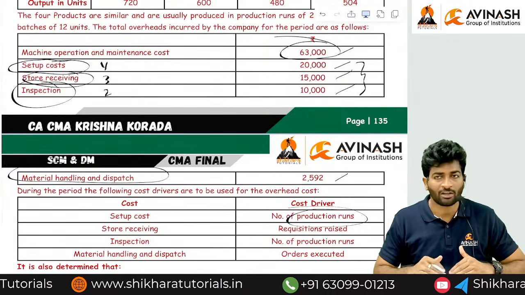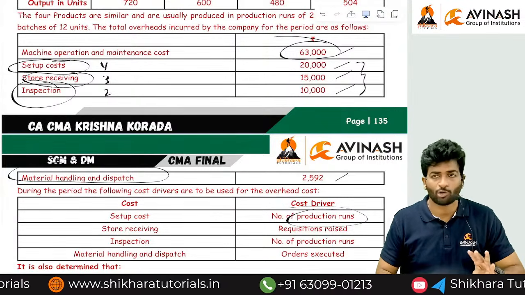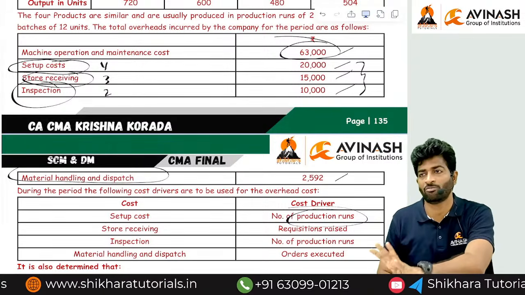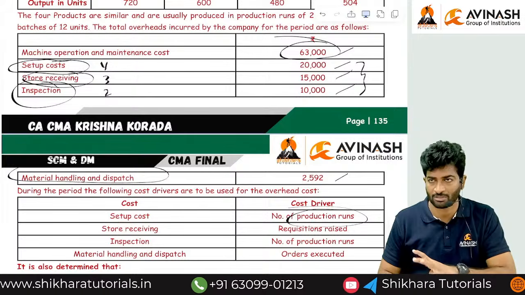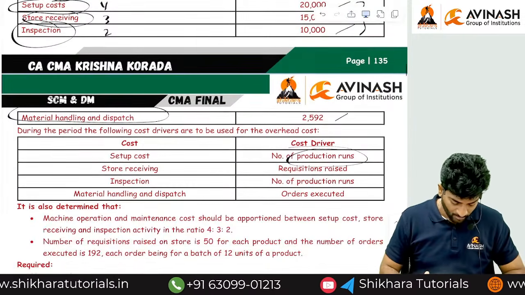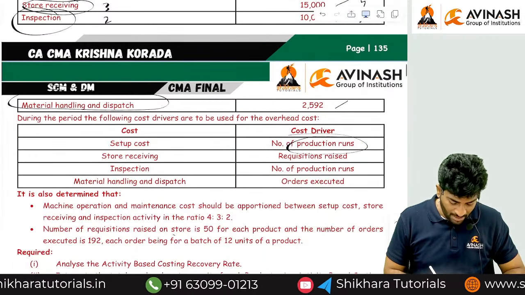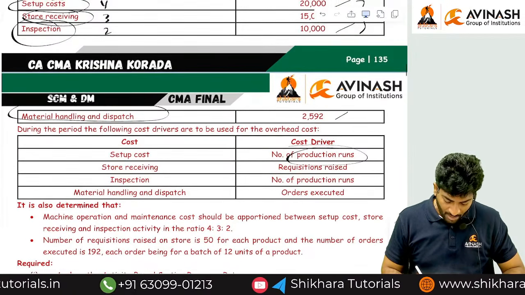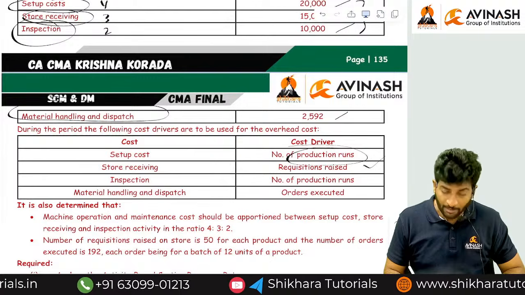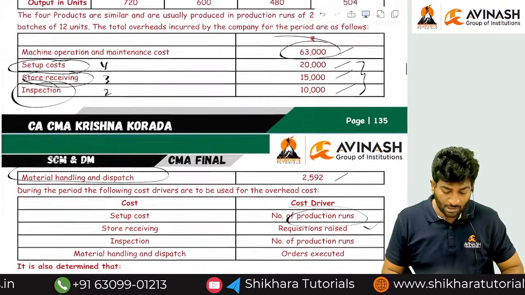Now, after apportioning this expense, in your mind you have to remember we have only 4 expenses and 4 cost drivers. Balance of the problem: number of requisitions raised on stores is 50 for each product. I think requisition is for the second item, right? Totally, how many products do we have?